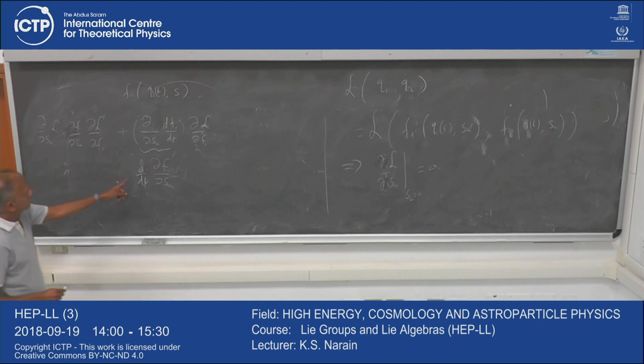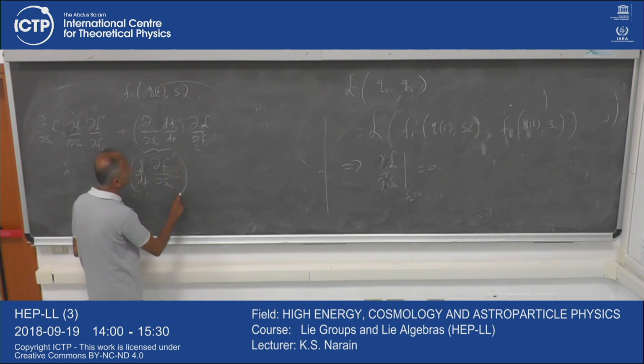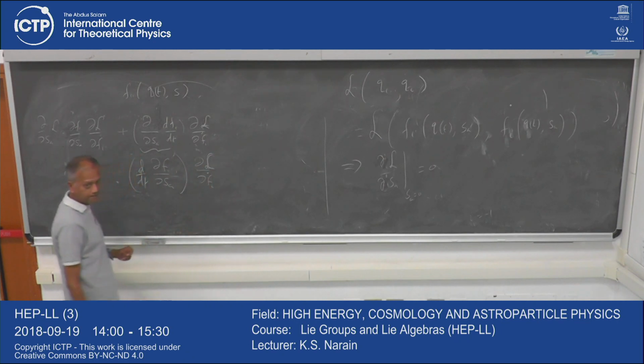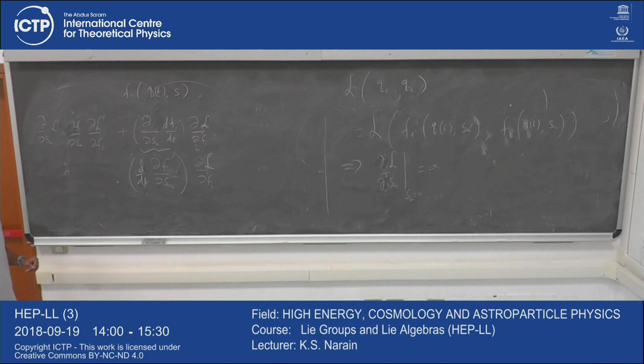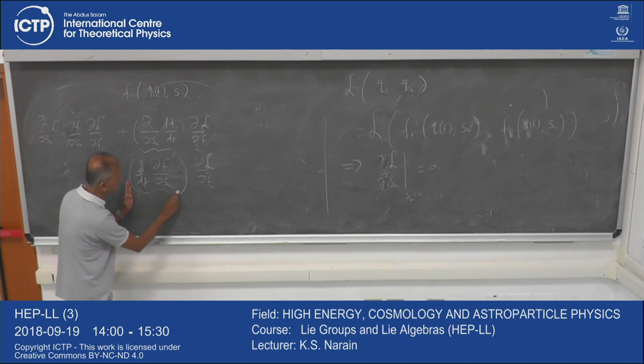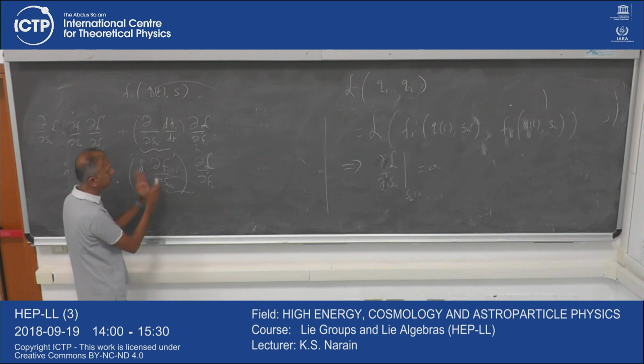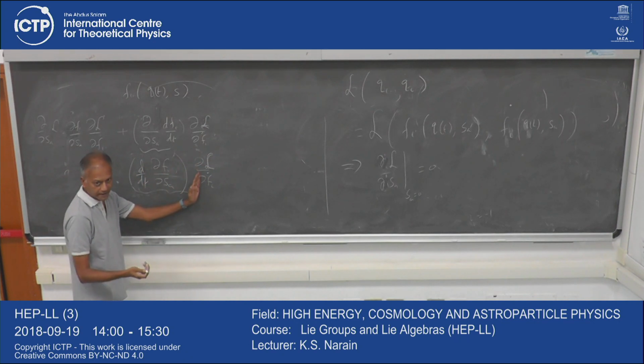And now let us rewrite this whole thing. This whole thing is multiplying dL by dfi dot. Okay. So far. Now let's rewrite this whole thing as a d by dt acting on the whole thing minus d by dt acting on that. Okay. That I can do.